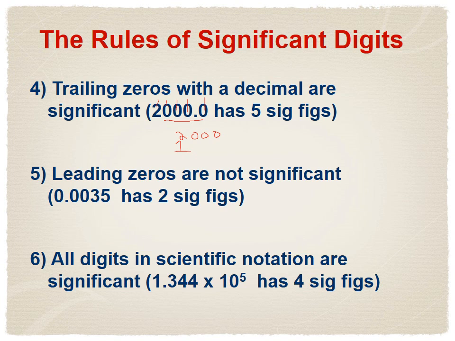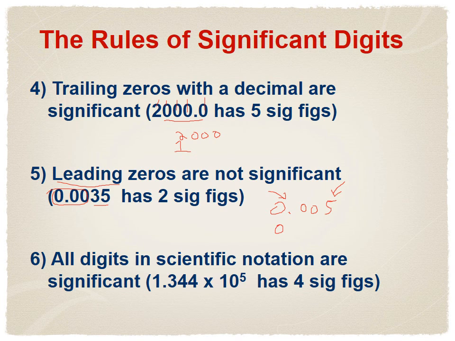Leading zeros, so zeros that come before something, they're considered not significant. So 0.0035, this just has 3 significant digits. Because these zeros here in the front, they're just placeholders. They're telling you that you have a decimal, 0.0035. So they're not significant, only 2 significant digits. Let's say you had, for example, 0.00005. This only has 1 significant digit because these here are leading zeros.